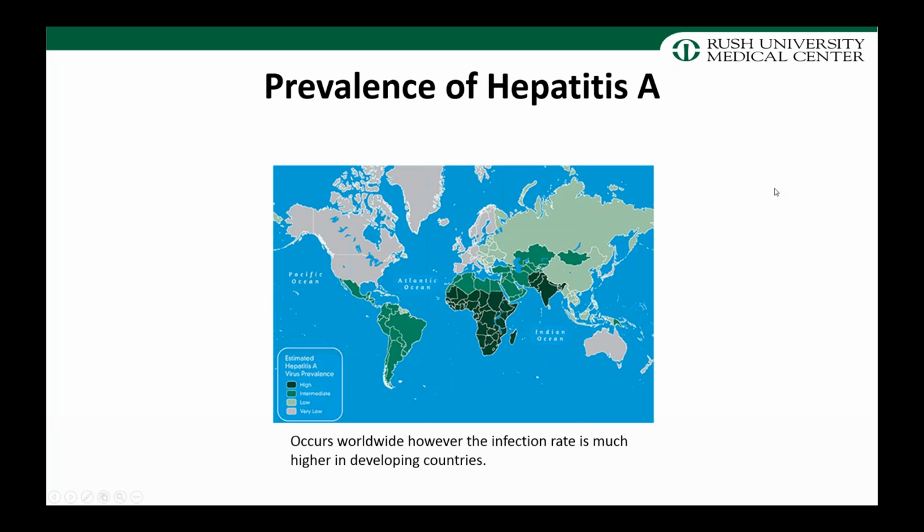The prevalence of hepatitis A is worldwide. Infection rate is much higher in developing countries, as you can see by this graph. Found more often in regions like Asia, Africa, South America. However, it remains one of the most preventable infections that is usually acquired by travelers from the United States.